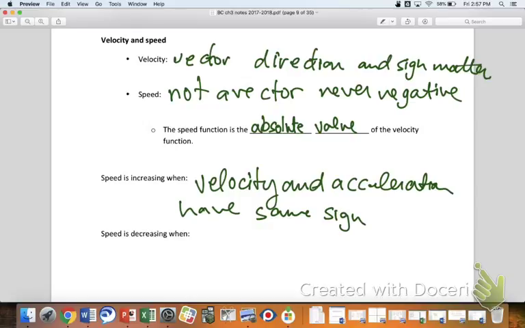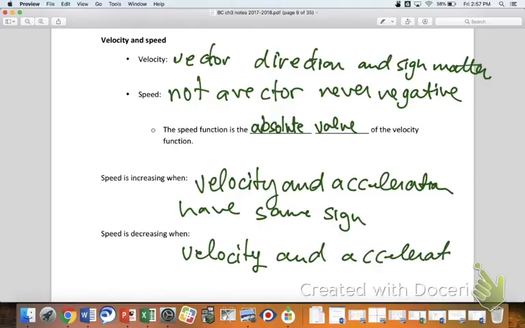And speed would be decreasing when? They have opposite or different signs. Yep. All right. We almost timed that perfectly. I think we just hit 3 o'clock. Yes. Thank you for your hard work.